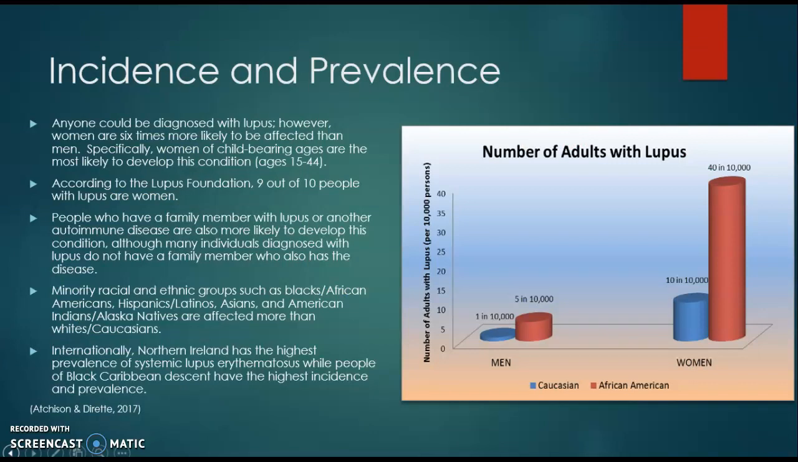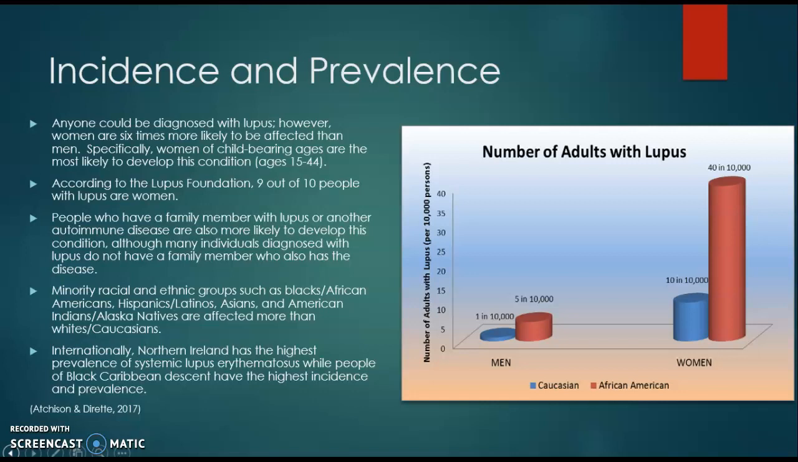Anyone could be diagnosed with lupus, however, women are 6 times more likely to be affected than men, and this affects childbearing ages the most, so ages 15 to 44. 9 out of 10 people with lupus are actually women. I provided a little chart there for you guys as well to the right that shows men and women, and then Caucasian versus African American. Those in the minority racial and ethnic groups tend to be affected more than Caucasians do.